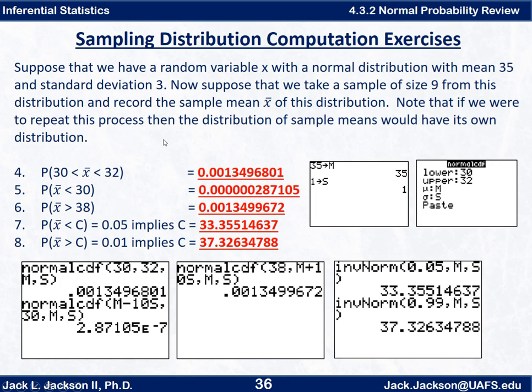Now, to do the calculations here, what I did this time is I took the 35 and stored it as m, which was the mean, and then I computed the s, which was the 3 divided by square root of n, which was just 1, and stored that as s. Now, anytime I need the mean or the standard deviation, I'll just refer to those as m and s in the calculator. So to do the first one, I need a probability here.